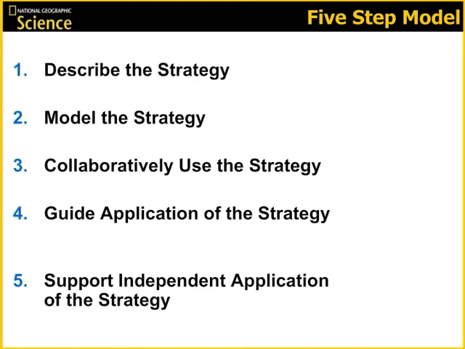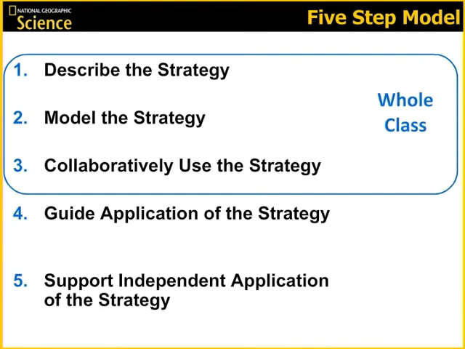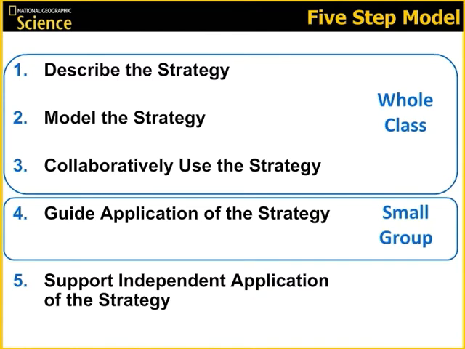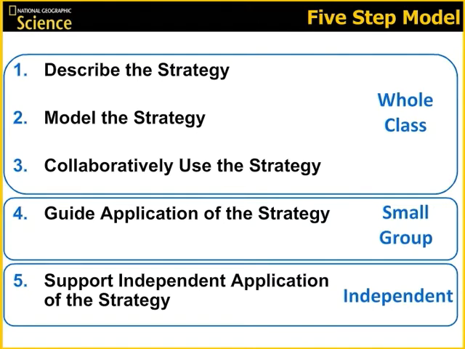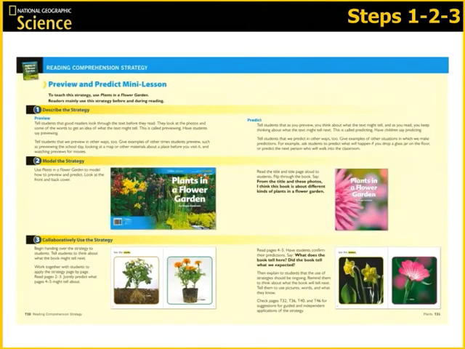As I mentioned, the 5-step model is a gradual release model. The first 3 steps are meant to be delivered in a whole group setting. Step 4 is meant to be small group instruction using the Become an Expert books. And step 5 is meant for independent practice using the Explore on Your Own books. There is a 2-page mini lesson to teach each strategy using one of the Become an Expert books. Each mini lesson takes you through the steps 1, 2, and 3 of the 5-step model.